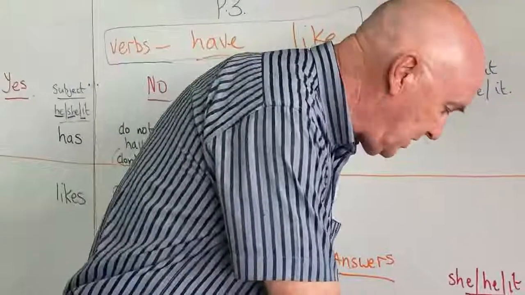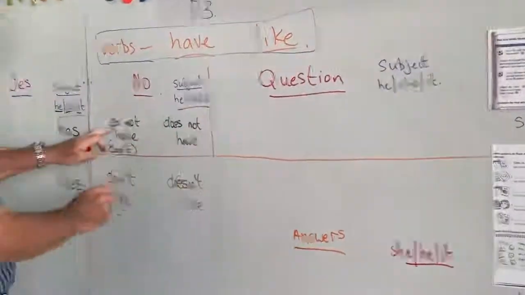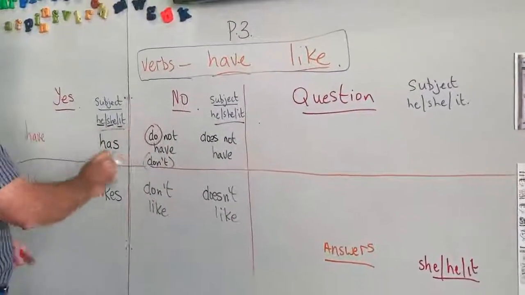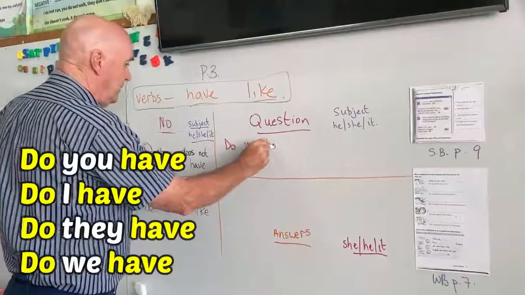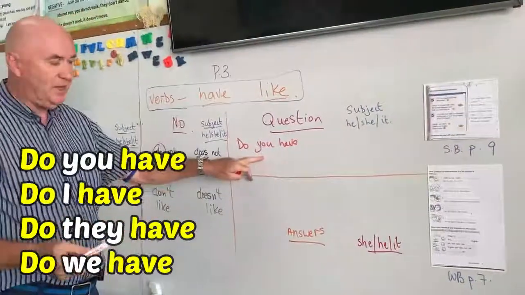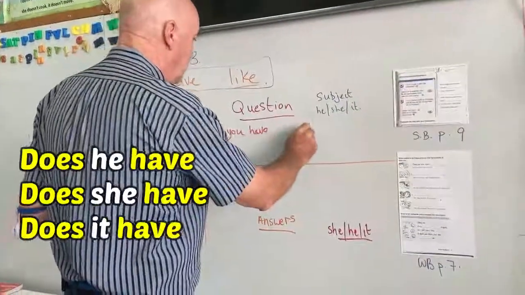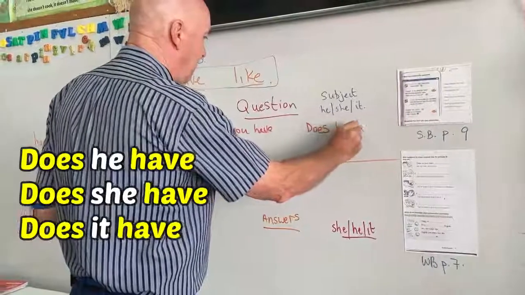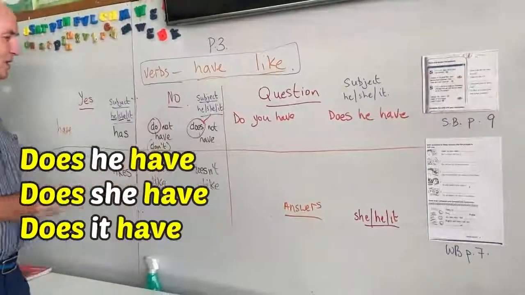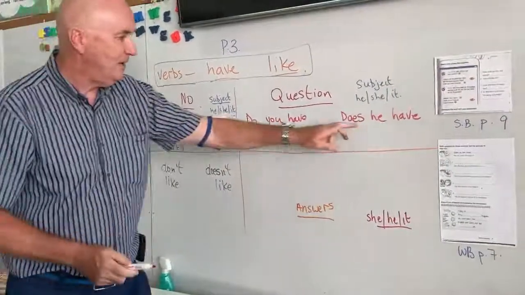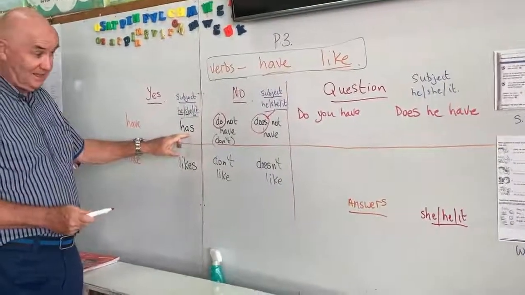Now, if we're making a question, we're going to use do most of the time. So it's going to be do you have, or do I have, or do they have. But again, if the subject is he, she, it becomes does. So does we use with he, she, it. Notice have. We don't use has, only use has to say yes.